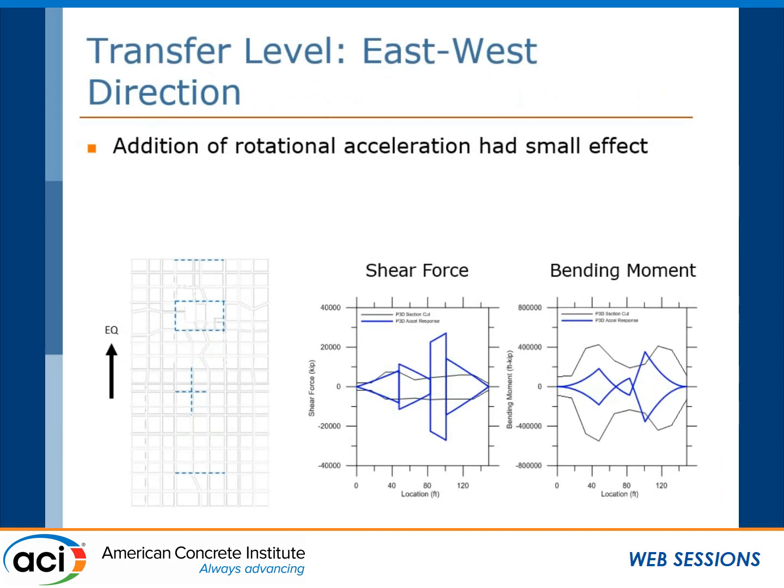And then over here is the transfer level. If you can tell, the diagrams have barely changed from when you take into account just the translational. This is because this level is the sixth level of the tower, and so it's not really experiencing as much twisting as the tower level. Not only that, but this level is also much stiffer. So the rotational acceleration is not really having as big of an effect on this level.